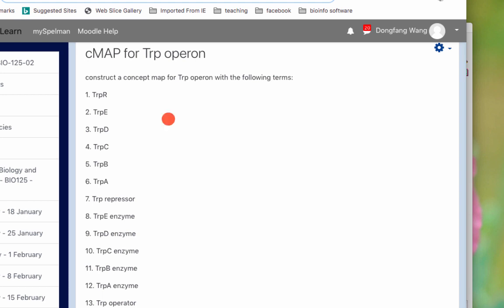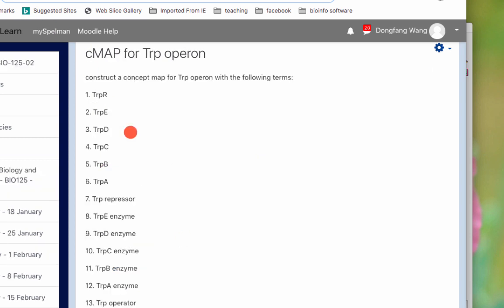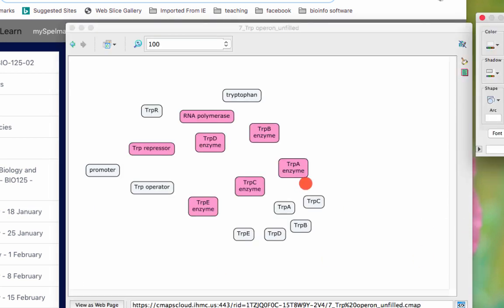Before making this concept map, it's a good idea to watch the video first. You can go to the Commons page, book Molecular Biology, Gene Regulation, and it's the same video where the lac operon is, but the second half of the video. Coming back to this assignment, here are all the terms that we will connect in the CMap. I have these terms already in my map over here.